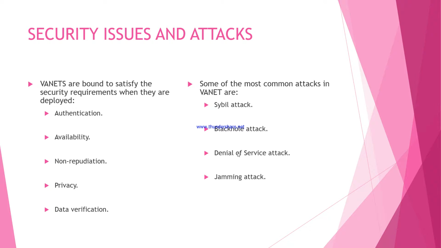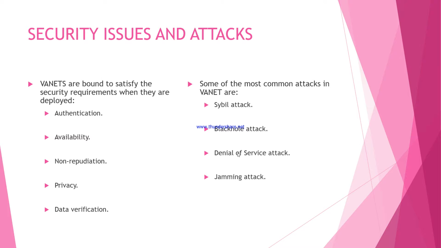VANET in itself has a lot of security issues. VANETs are bound to satisfy some of the security requirements. They are authentication, availability, non-repudiation, privacy, and data verification. Authentication ensures that the message is generated by the legitimate user. Availability requires that the information must be available to the legitimate user.